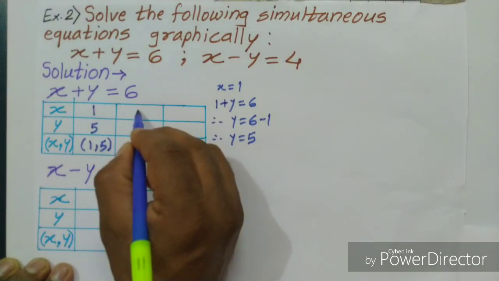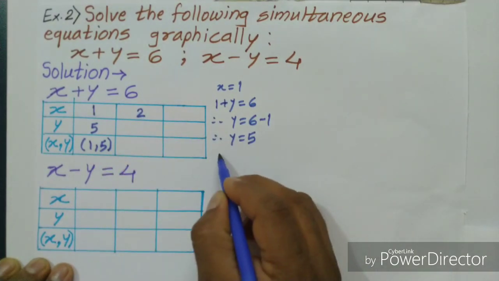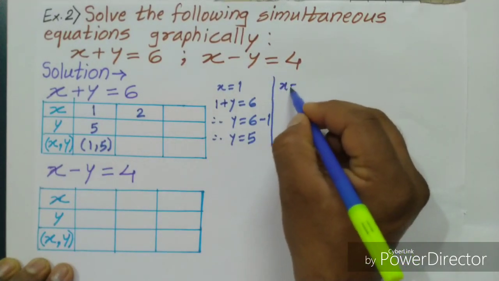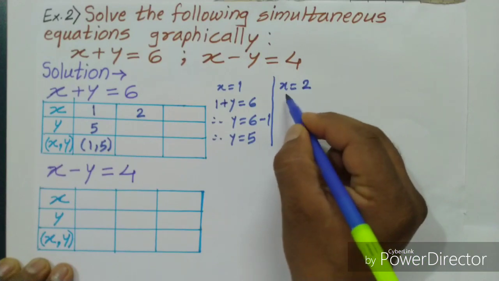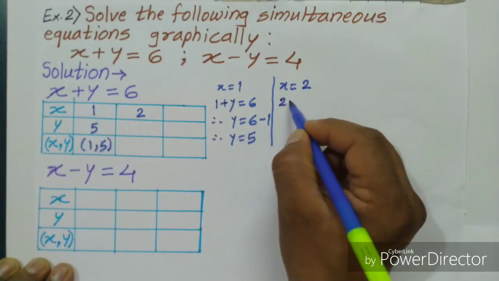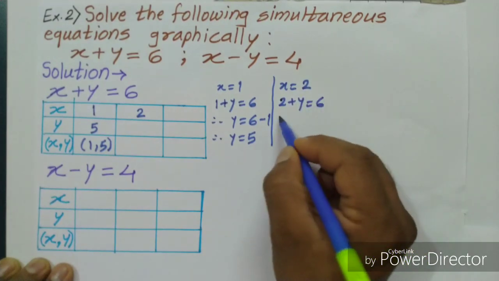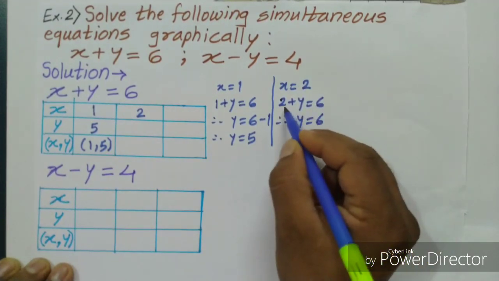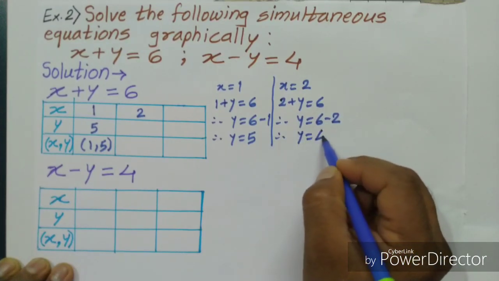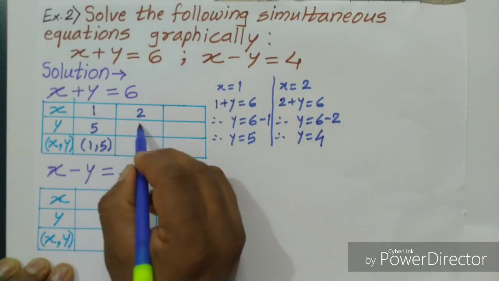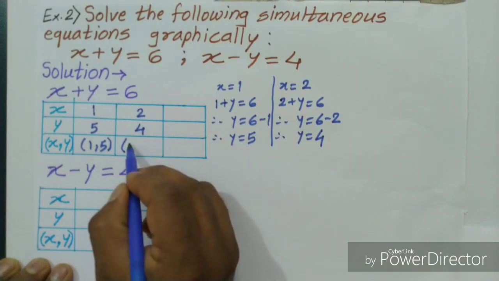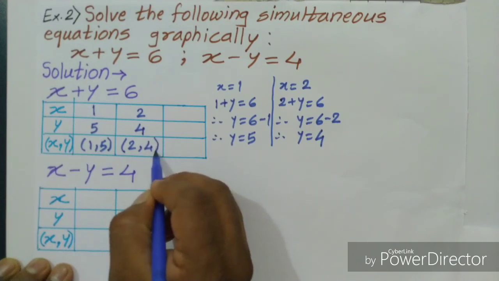Another value of x we consider 2. x is equal to 2. That value we substitute in the given equation. 2 plus y is equal to 6. Therefore y is equal to 6 minus 2. Therefore y is equal to 4. Substitute in the table. The value of y is 4 and the point is (2, 4).